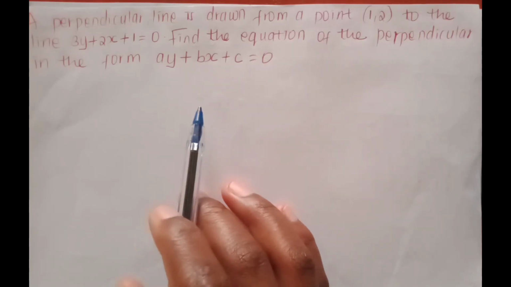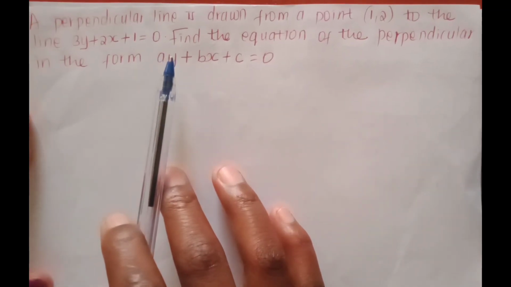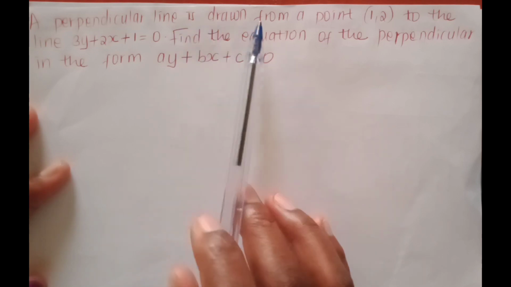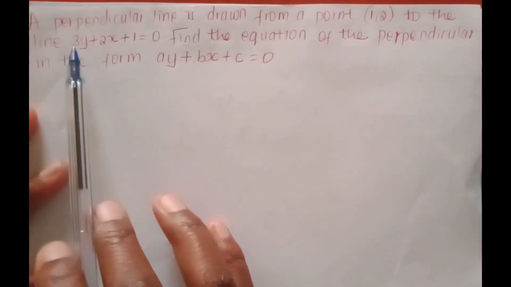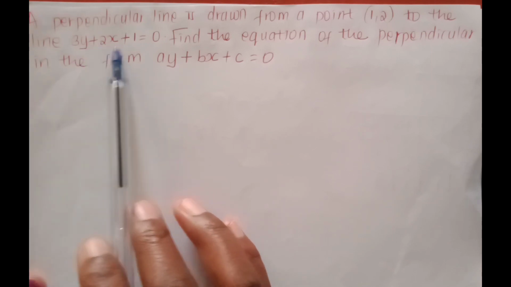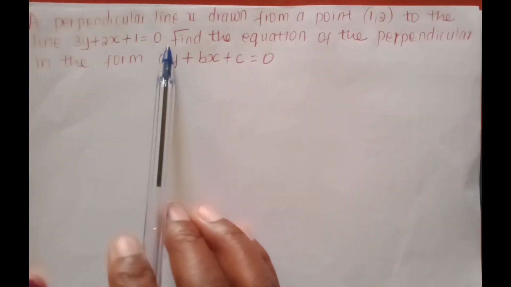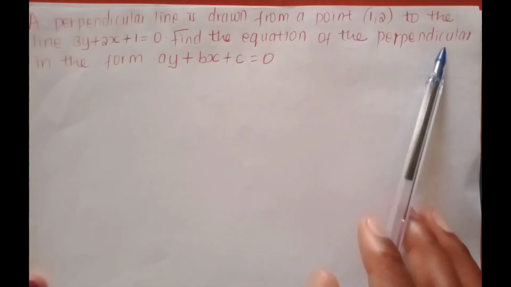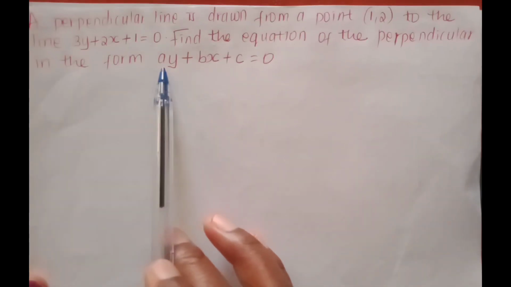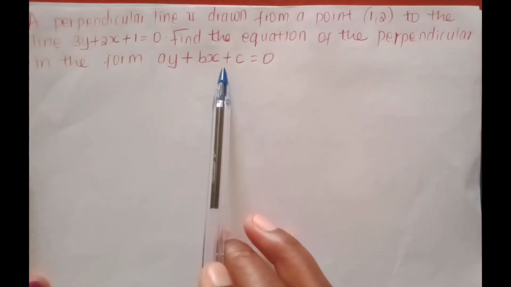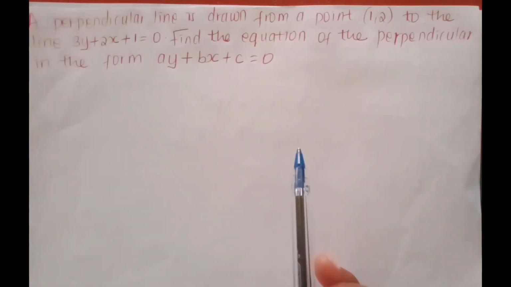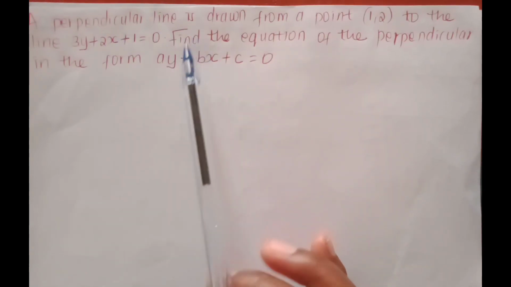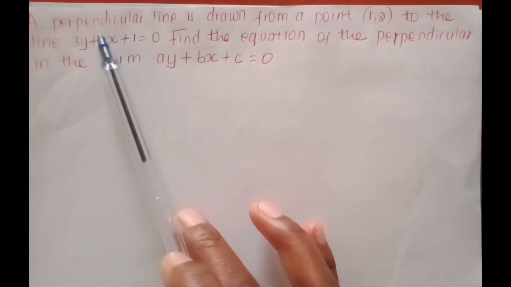Hello learner, today let us look at this question where we are told that a perpendicular line is drawn from a point (1, 2) to the line 3y plus 2x plus 1 is equal to 0. Then you are told to find the equation of the perpendicular in the form ay plus bx plus c is equal to 0.